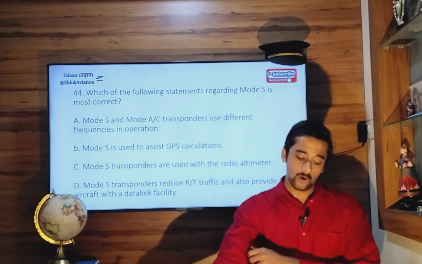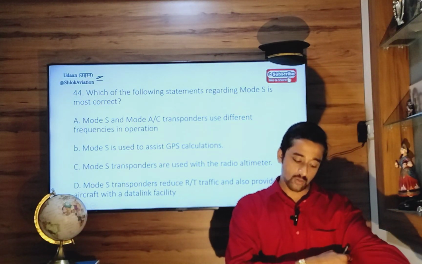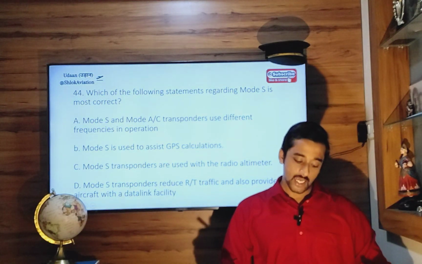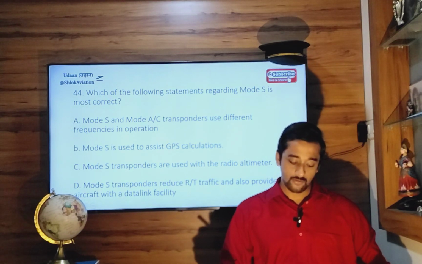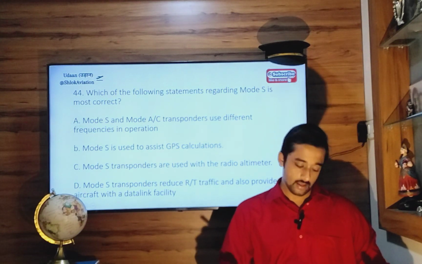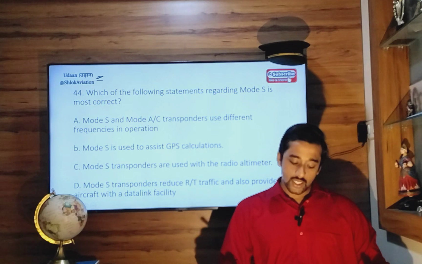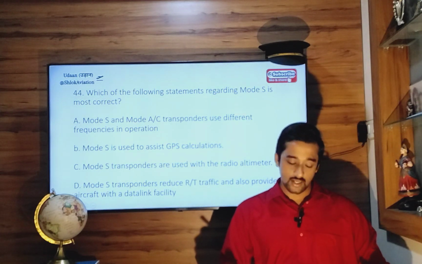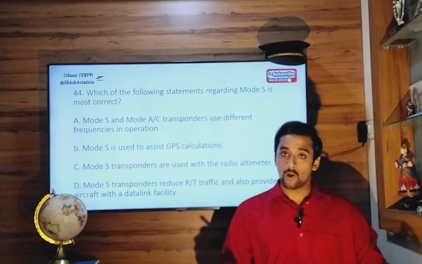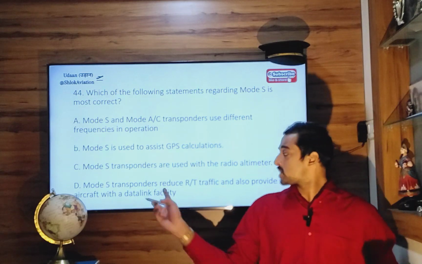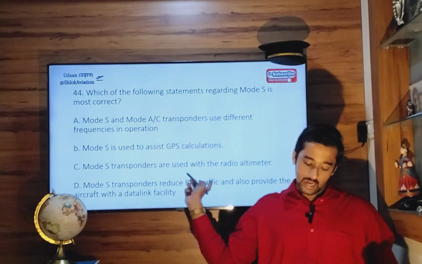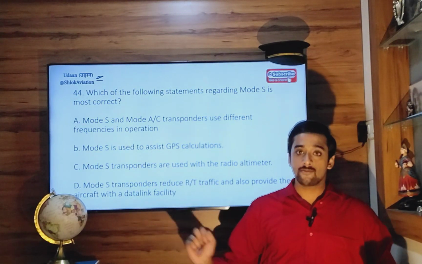44. Which of the following statements regarding mode S is most correct? Mode S and mode AC transponders use different frequencies in operation. Mode S is used to assist GPS calculations. Mode S is used with radio altimeter. Mode S reduces radio telephony traffic and also provides aircraft with a data link facility.